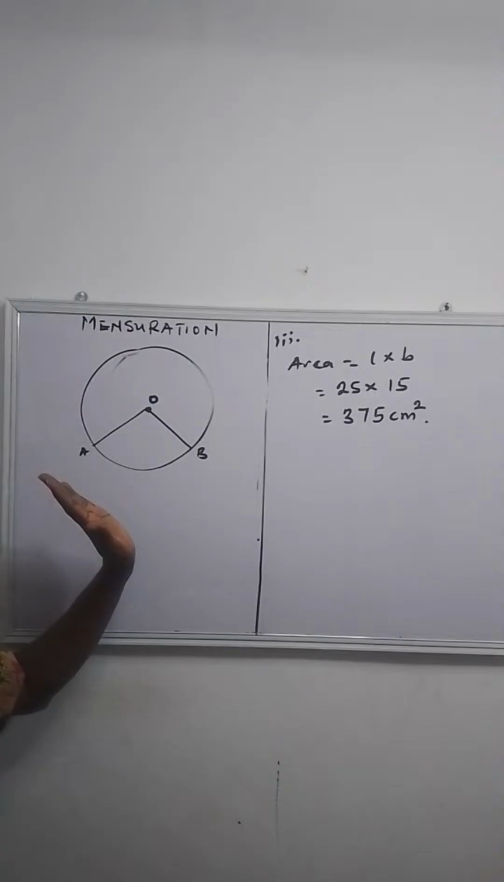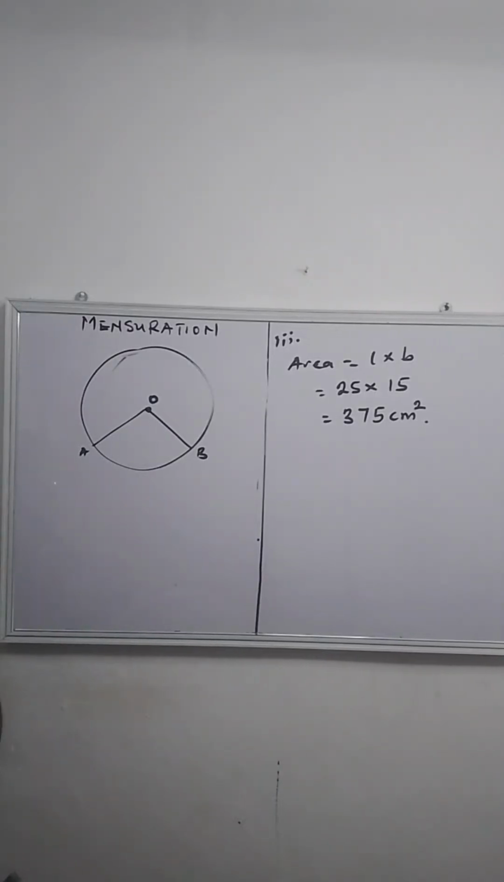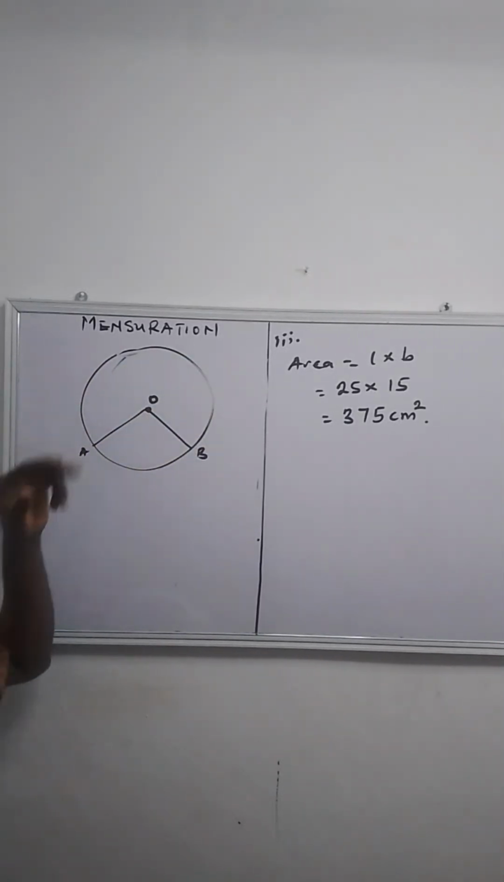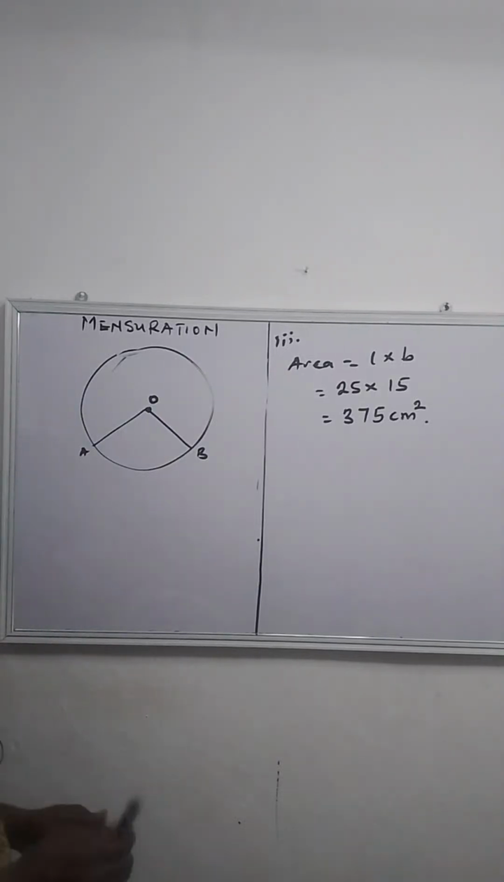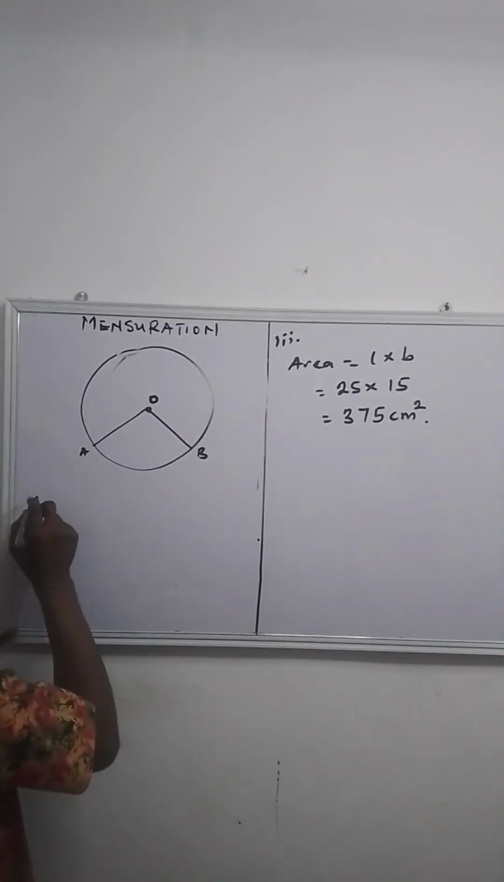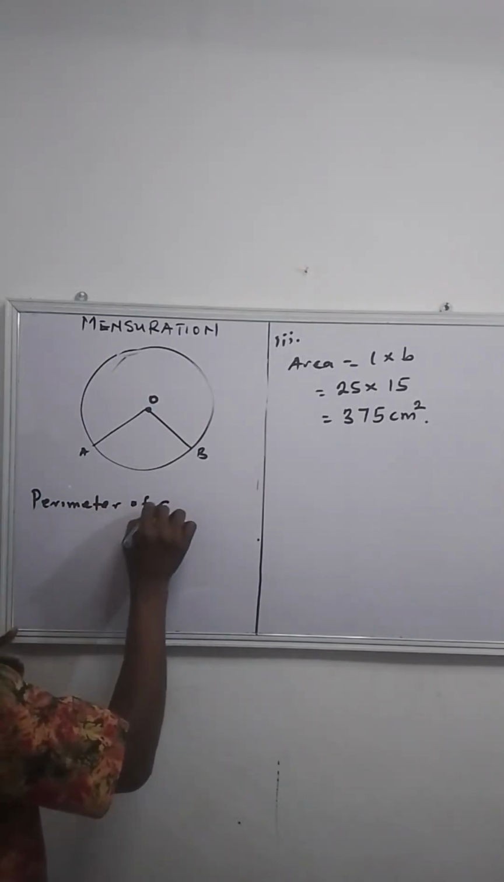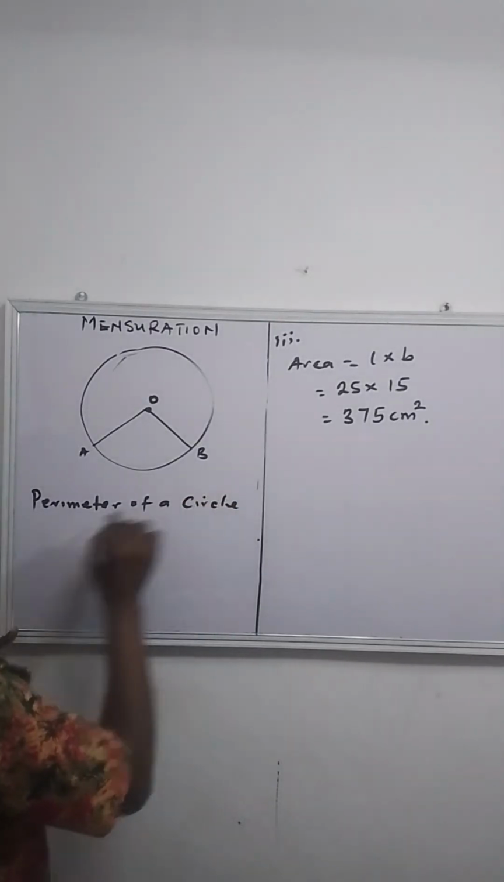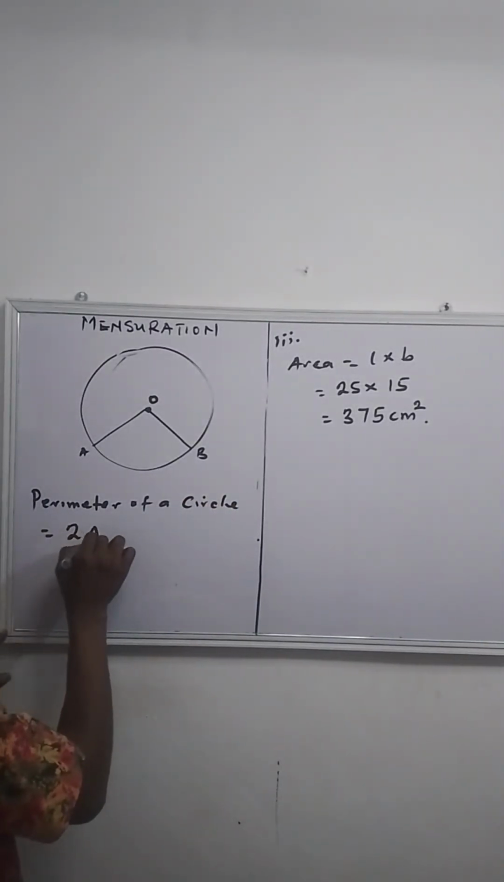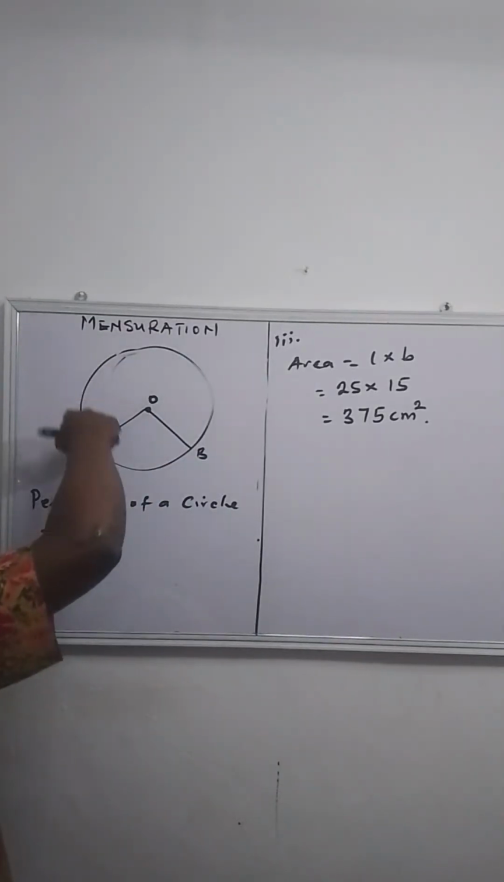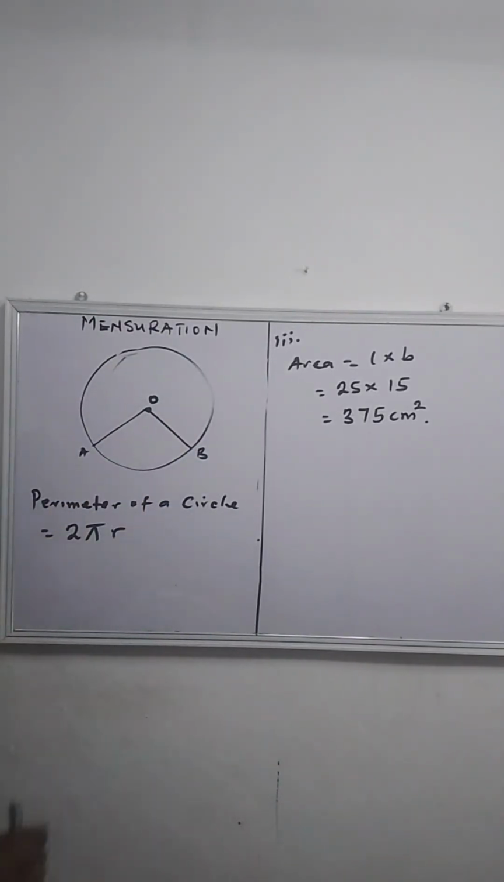That is what we call the radius. So now, this is the perimeter of a circle. What is the formula for finding the perimeter of a circle? The perimeter of a circle is 2 pi r. This is the formula for finding the perimeter of a circle. So the total distance here is 2 pi r.